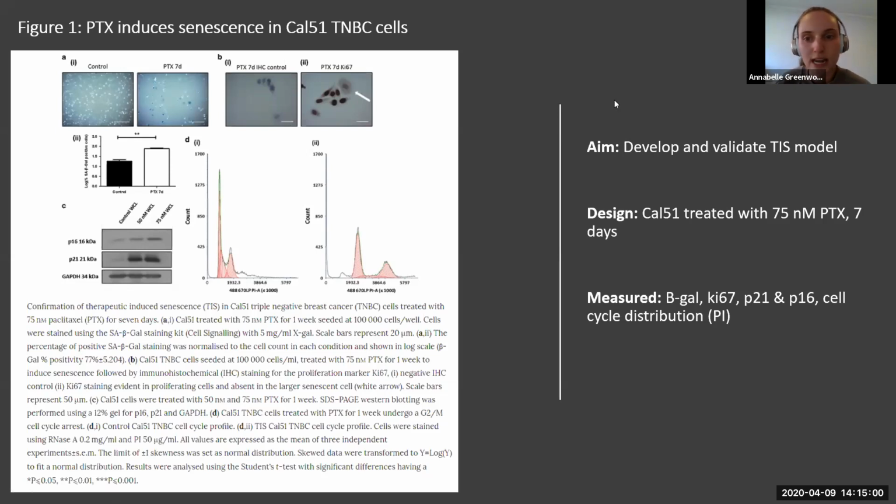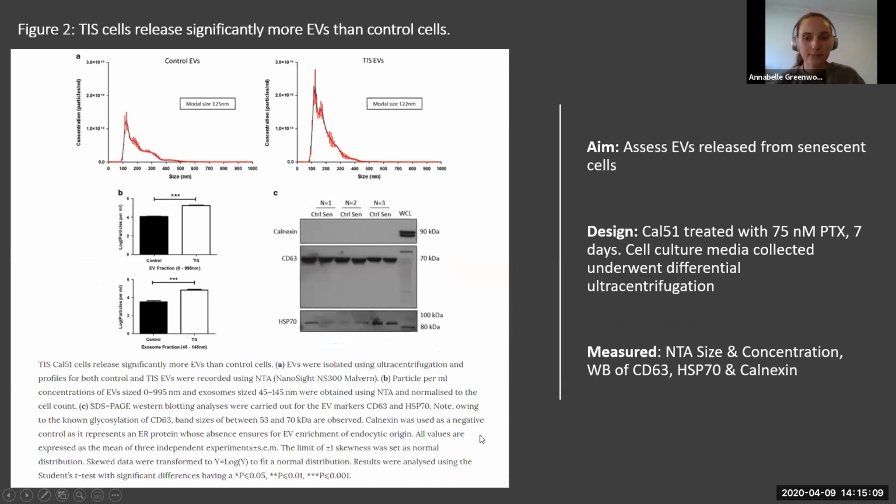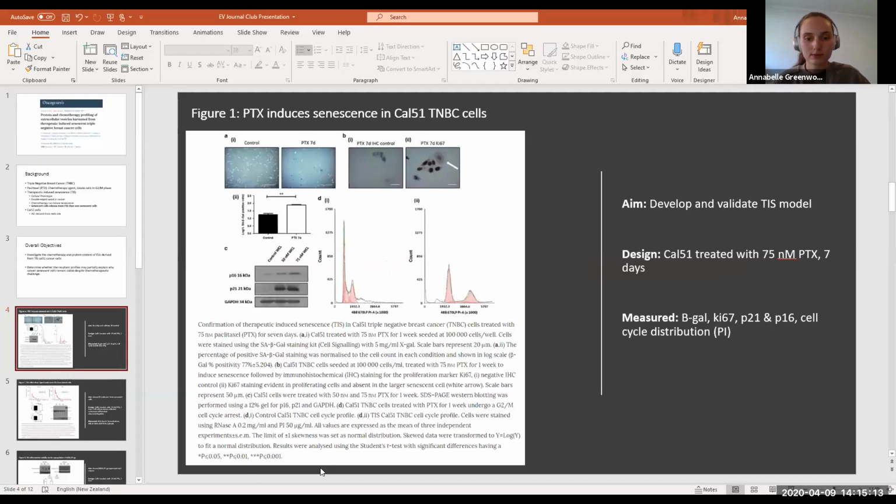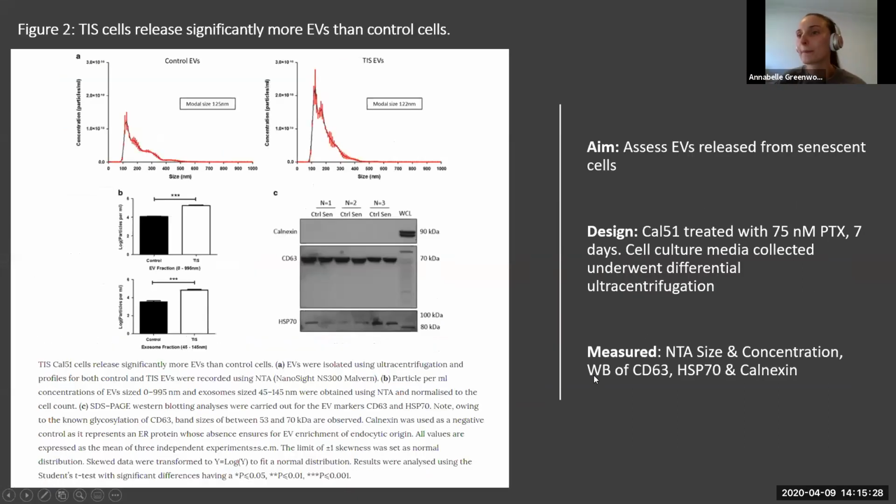Does anyone else want to add anything to that figure? I wonder if I can get the comment tab back. There's no comments in that, Sheree? Yeah, there's no comments. Okay, sweet, awesome. Thank you. I guess we'll go on to figure two.